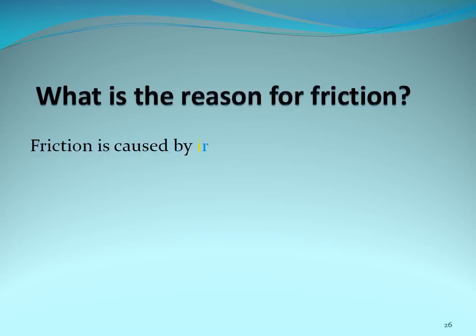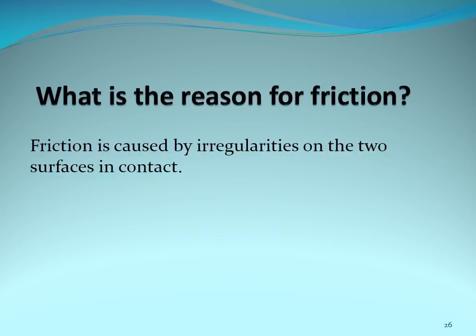We have seen so many examples and we can see that in all these cases friction arises. But what is the reason for friction? How does friction arise? And what is the main fact behind friction? We know that friction arises only when two surfaces are in contact. So, the friction produced is due to irregularities on the two surfaces in contact. Friction is caused by irregularities on the two surfaces in contact.